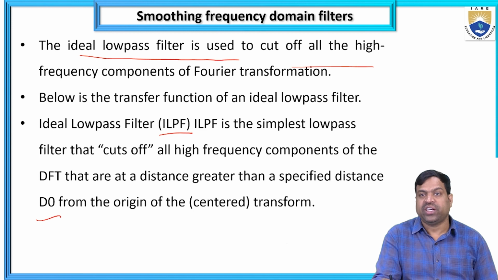The ideal low pass filter ILPF is the simplest low pass filter that cuts off all the high frequency components of the discrete Fourier transform that are at distance greater than a specified distance d naught from the origin of the centered transform. Here I am applying the ideal low pass filter. Previously we discussed low pass filter and high pass filter. Here, the ideal low pass filter ILPF is the simplest low pass filter for the cutoff frequencies.